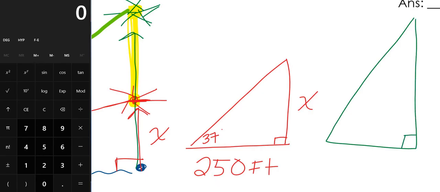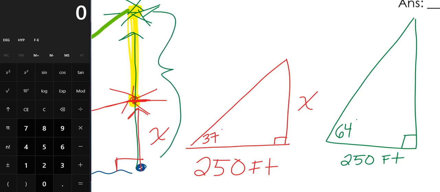The angle of elevation was 64 degrees and still 250 feet along the horizontal. Okay, so this vertical height, that's going to be this whole distance from the launch point all the way up. I'm going to call that distance y. Now, if I have x and I have y, if I take the difference, kind of like the segment addition postulate, I'm going to be left with just this highlighted yellow section.